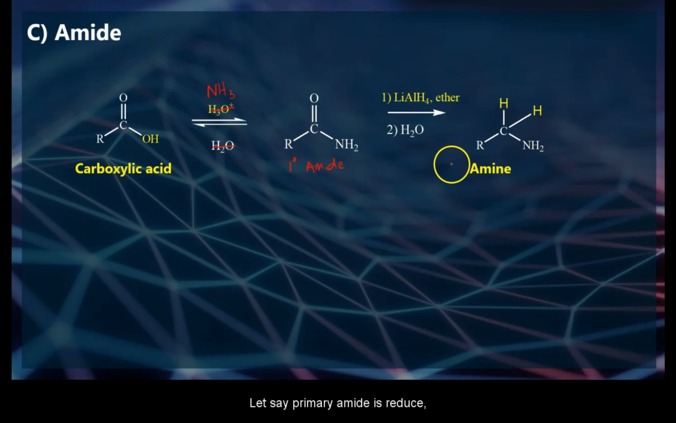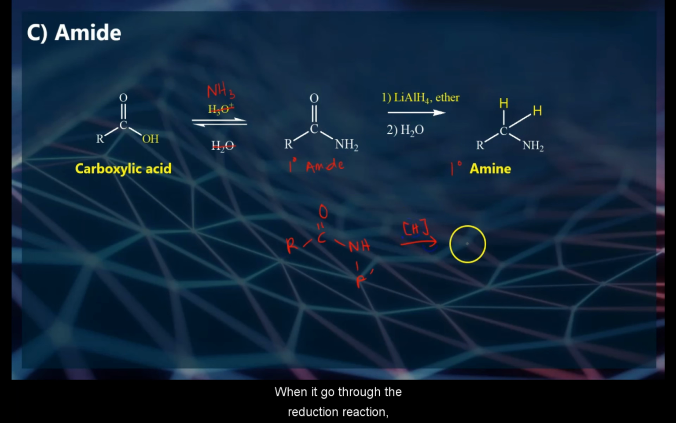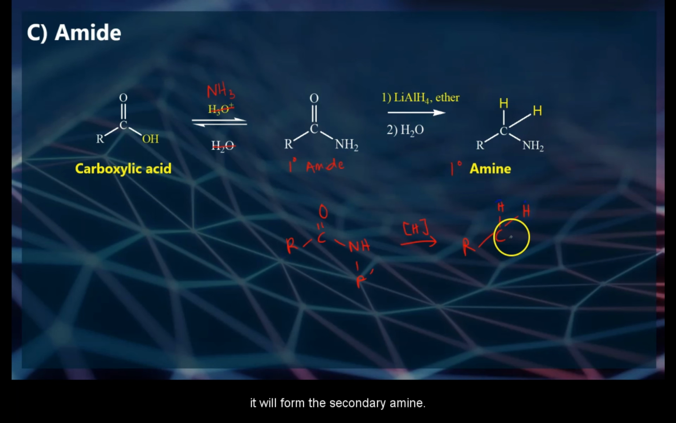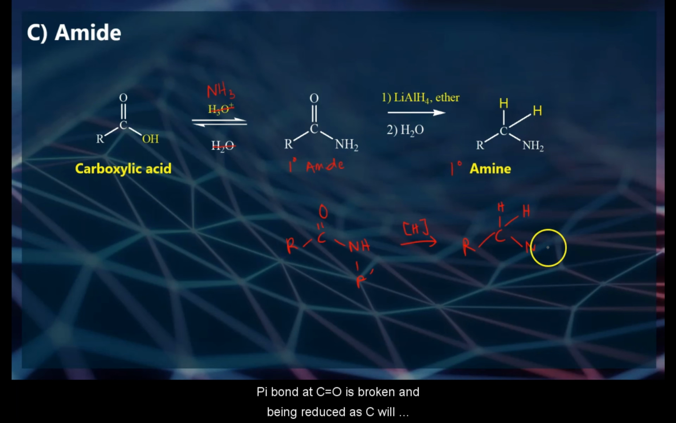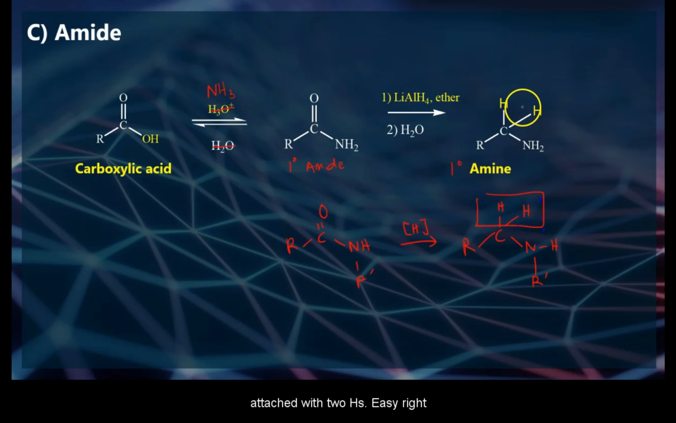It will also form the primary amine. Same as with the secondary amide. When it goes through the reduction reaction, it will form the secondary amine. The pi bond at C double bond O is broken and reduced as carbon will attach with two hydrogens. Easy, right?